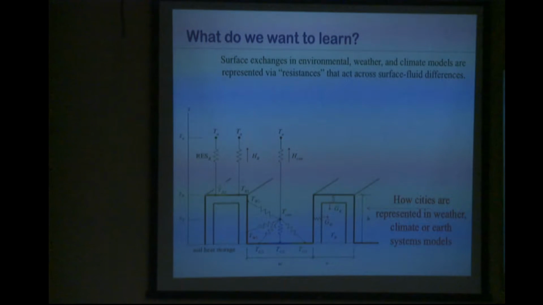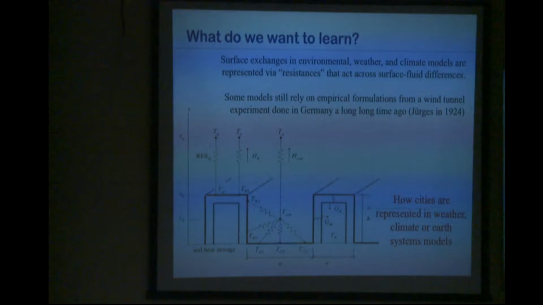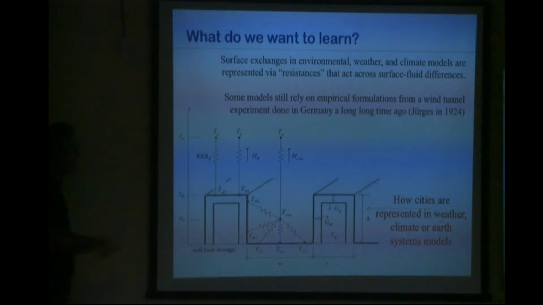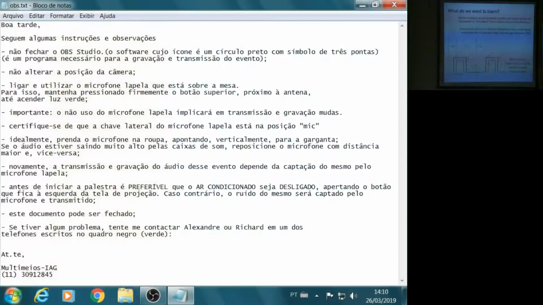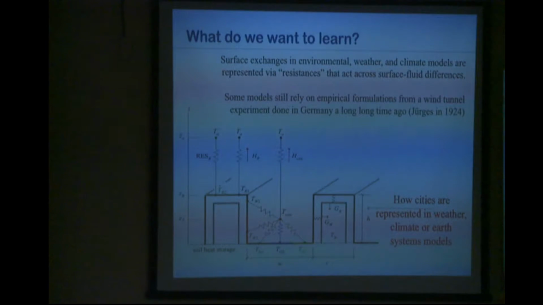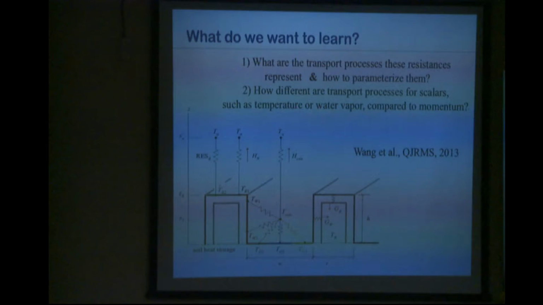Now, the problem that we faced when we started looking at this is that some of these formulations of the resistances date from some work done in 1924 in a wind tunnel in Germany by a scientist called Jürges. You can trace back some of the models that we use today to this paper, which was over a flat wall. So these really are outdated. The representation of these resistances is really outdated, so we want to improve it.